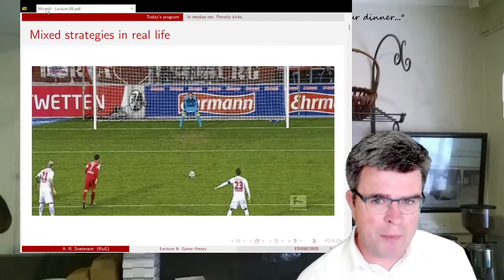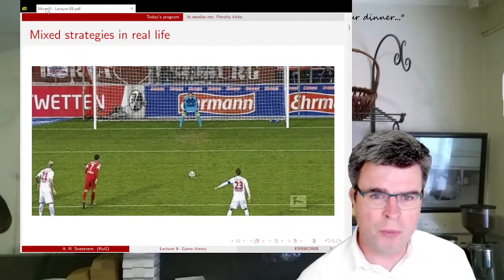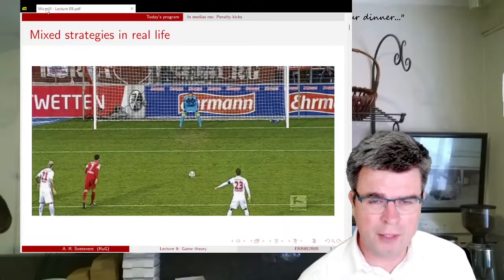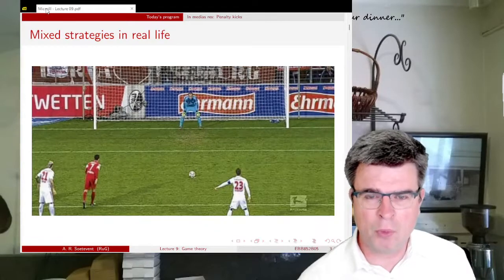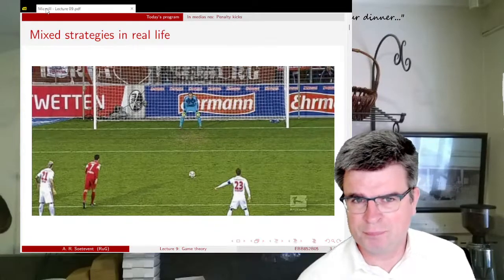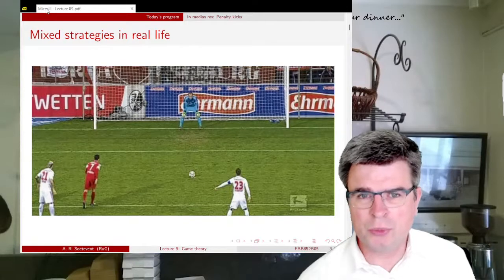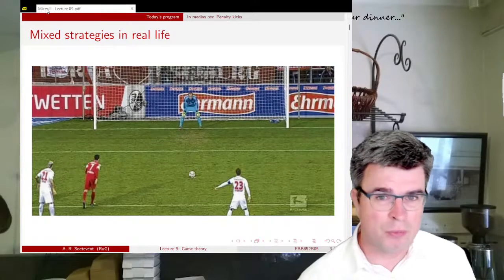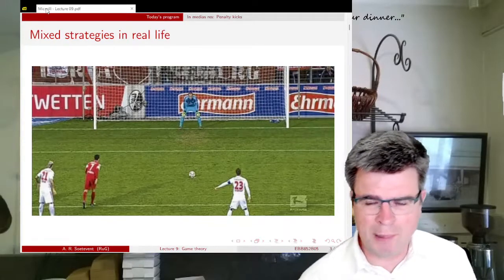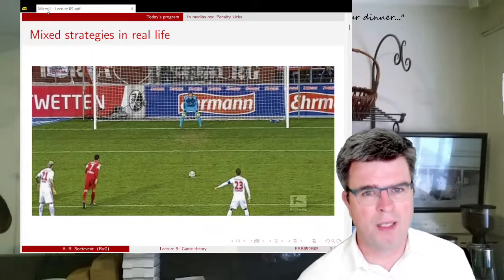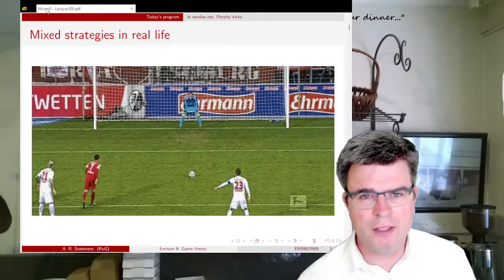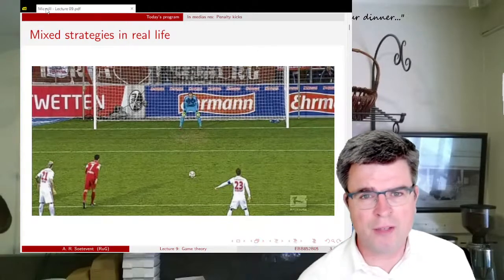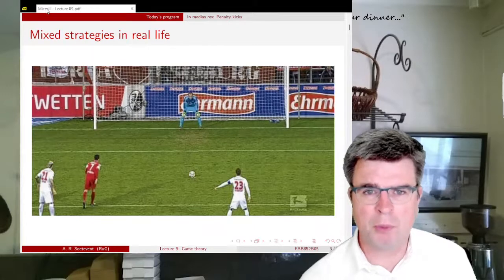So it's not optimal for the player in general to use what economists call a pure strategy, to always kick the ball in the same corner of the net, so to always choose the same action. It's better for the player, in order not to be fully predictable, to mix between aiming left and aiming right. What we're going to do today is to study that type of games and to derive the optimal mixing between the possible actions.